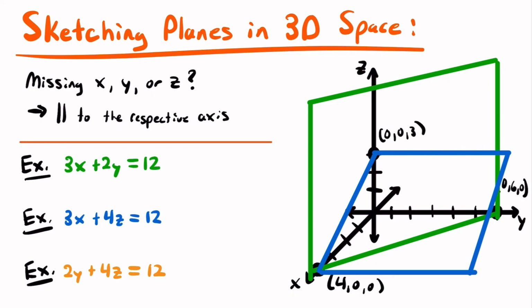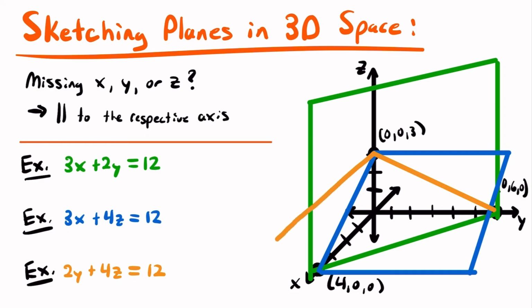Okay, but now, for this plane, we are going to be connecting the y and z intercepts, and so that will look like this. And then we want to extend this plane using lines that are parallel to the axis that this plane is parallel to. And this plane is parallel to the x-axis, since it doesn't have an x term.